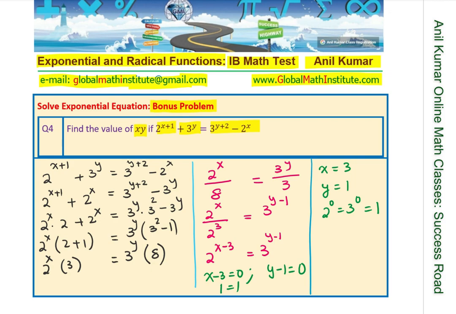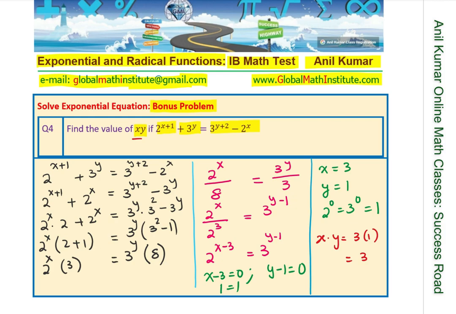So this is the key in solving the problem in hand. Now we need to find the product xy. So the product x times y will be 3 times 1, which is equal to 3. So that is how the question will be solved.